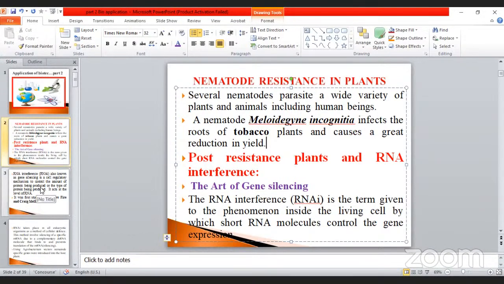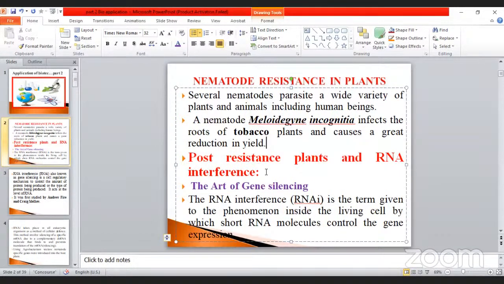So don't forget, my dear students. Once again, I repeat for you. Nematodes have properties that fight against many resistant plants. Example: Meloidogyne incognita infects the roots of the tobacco plant and causes a great reduction in yield. So these animals affect the harvesting of the plant.